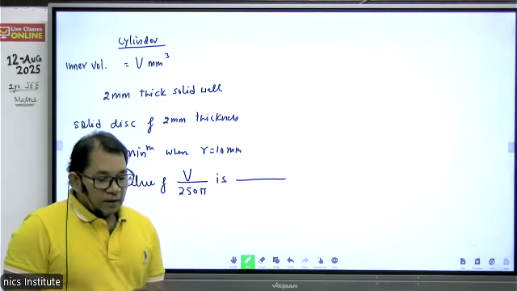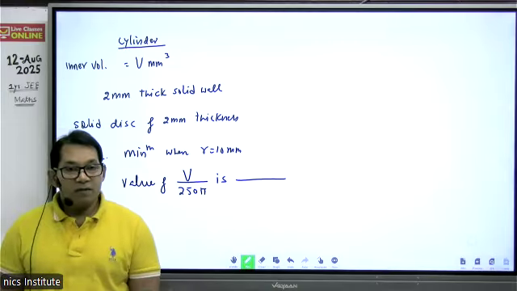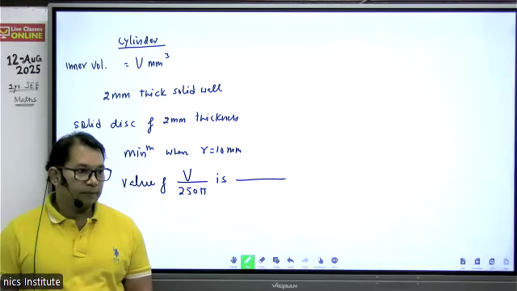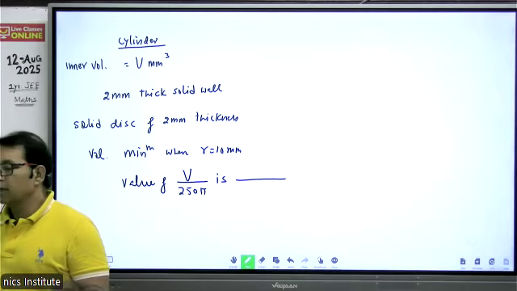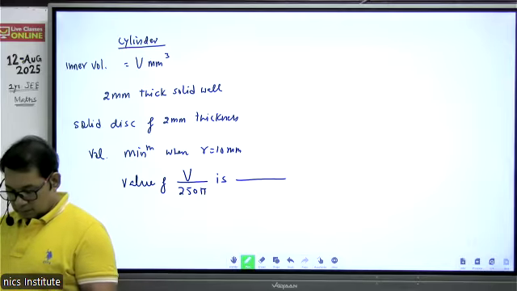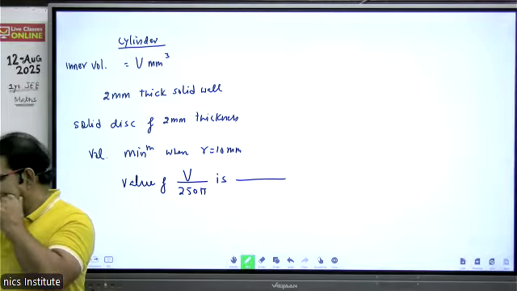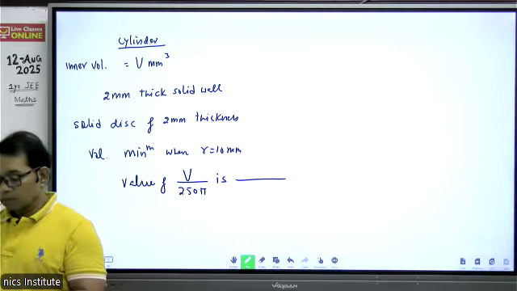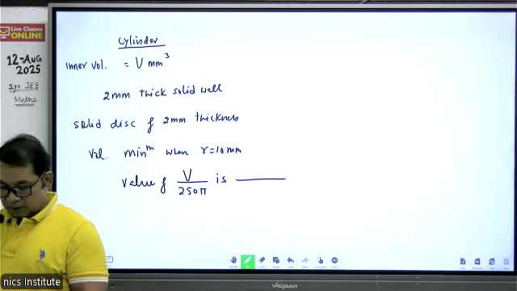So first read the question twice in your mind, then decide the diagram and then see what are the variables and with respect to which you have to differentiate. It's a maxima minima word problem. Read the question, understand what are the variables, and then decide.